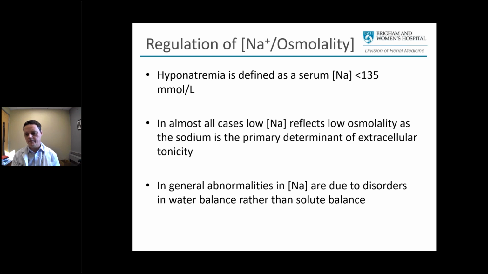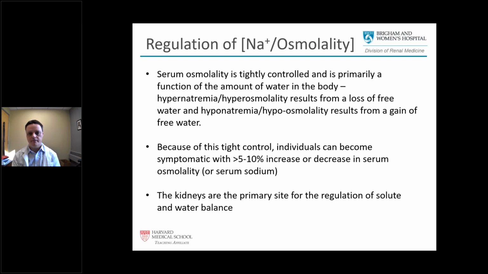And so when we talk about the serum sodium level, when we talk about hyponatremia, what we're really talking about is hypoosmolality. It's not the sodium really at all that's the most important part of this. The serum osmolality is tightly controlled and is primarily a function of the amount of water in the body. Hyperosmolality results from a loss of free water, and hyponatremia results from a gain of free water. Because of this tight control, individuals can become symptomatic with just a 5 to 10% increase or decrease in serum osmolality or serum sodium. And the kidneys are the most important site for the regulation of salt and water balance.